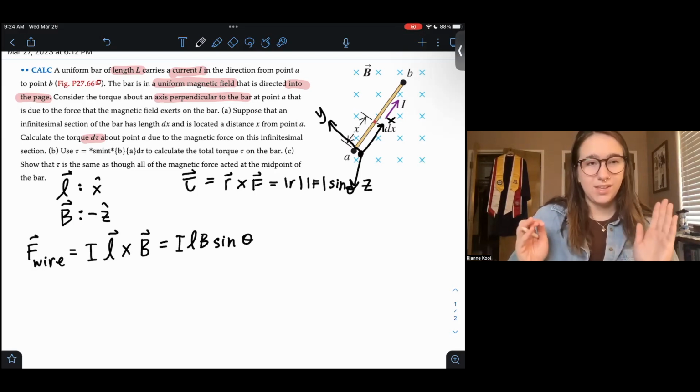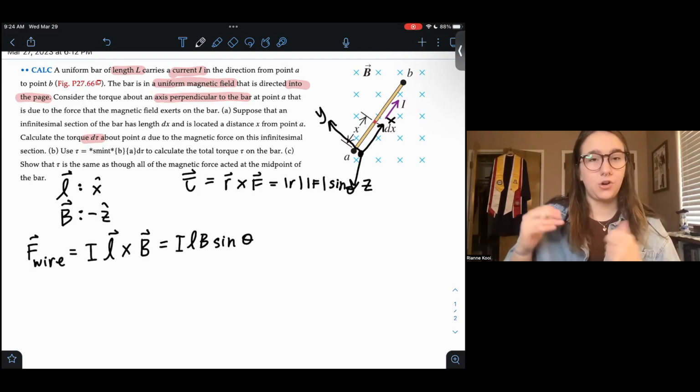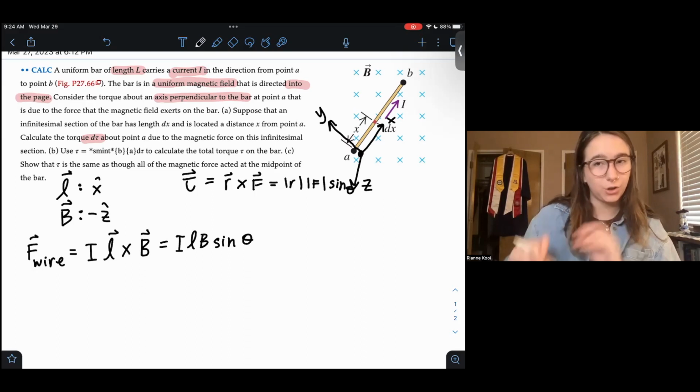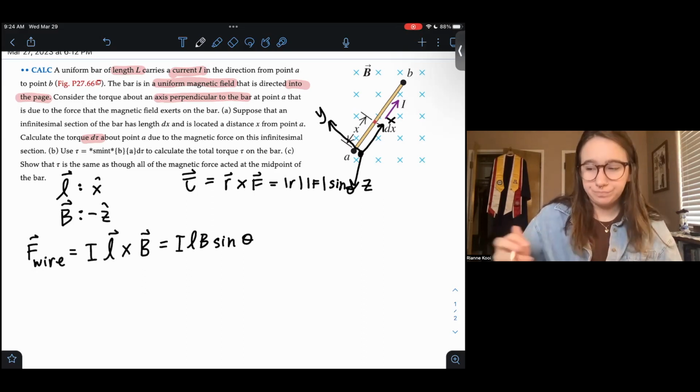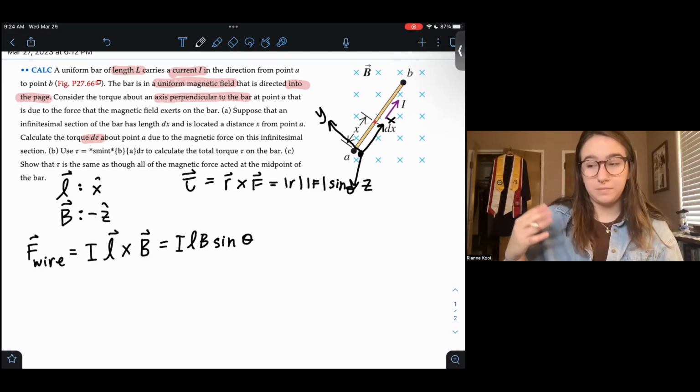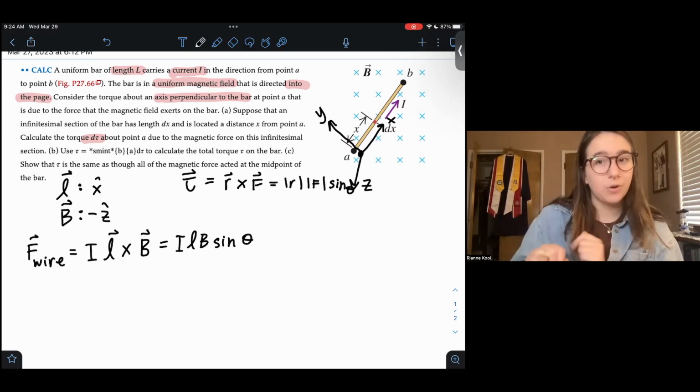It's important to note that in this specific case, the current is constant, and that is all you're going to be seeing: a constant current through your wire. So when we think about how to find our forces, and when we are eventually integrating, we have to think about what is changing throughout our problem, and current is never going to be one of them.